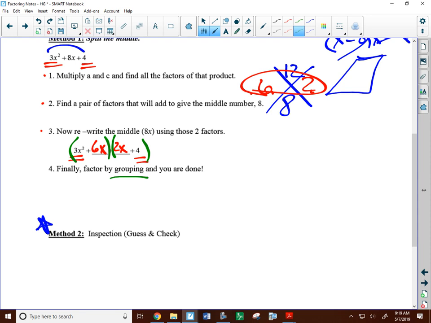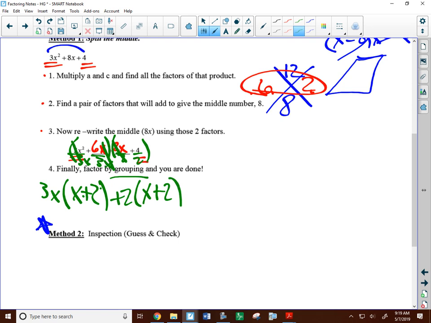So for the first group, I would factor out a 3x. That's 3x. I divide, and I'd be left with x squared over x is x, 6 over 3 is 2. The second group, the GCF is 2. So if I factor out a 2, I'd be left with x here, and 4 over 2 is 2. The parenthesis part, x plus 2, is the same. And so I factor that out, and then I'd be left with 3x plus 2.